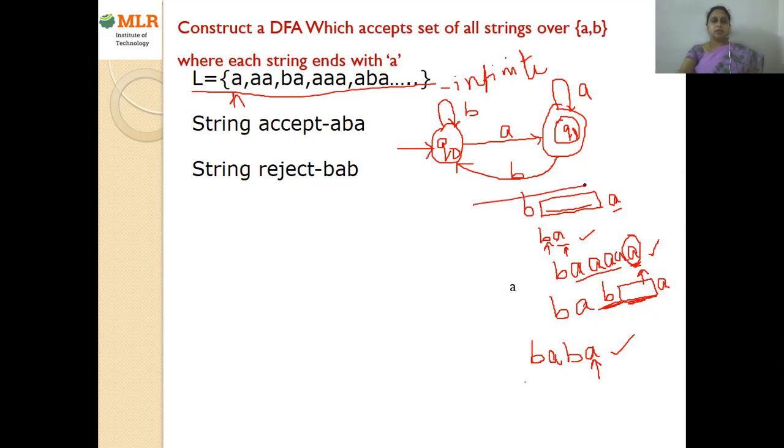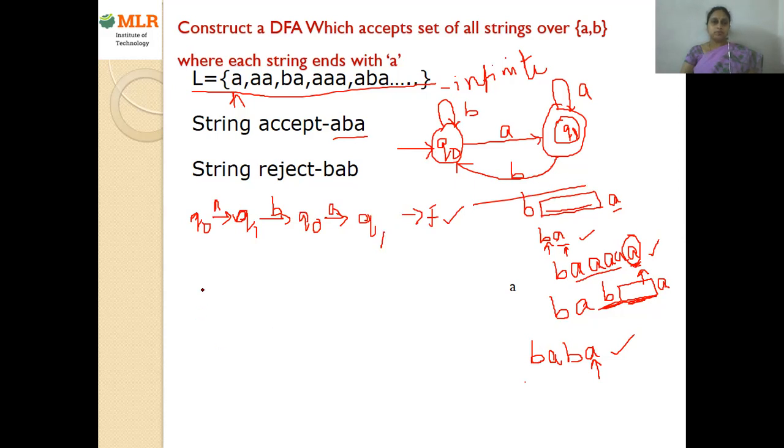Now, in the same way, we need to check string acceptance and string rejection for the given language. Now, your string is aba. You need to start with the initial state Q0. Q0 on a, you are moving to Q1. Then Q1 on b, you are moving to Q0. Then Q0 on a again, you are moving to Q1. And here Q1 is the final state. That's why the string is going to be accepted.